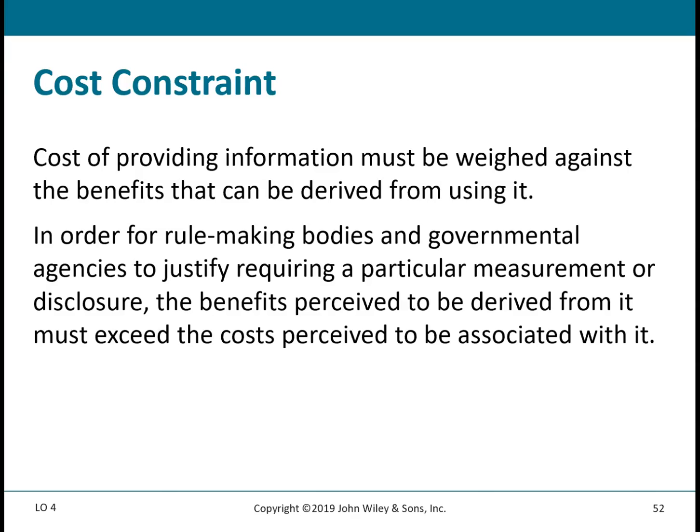So there are several kinds of costs to consider. Think about cost of collecting information, processing that information, getting that information out to the public, and any other type of gathering and reporting that may be entailed. So this is the cost constraint. It means that we need to weigh the benefit against the cost of providing that information.